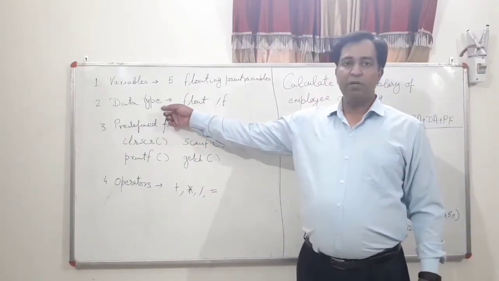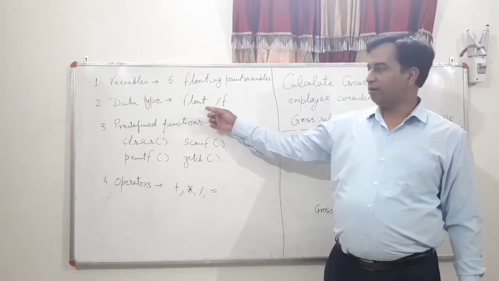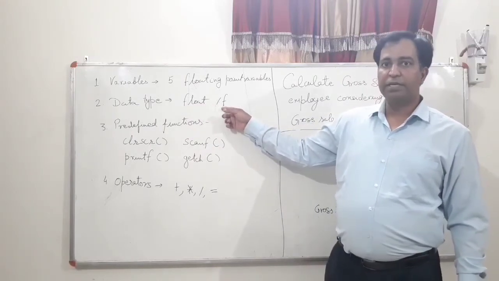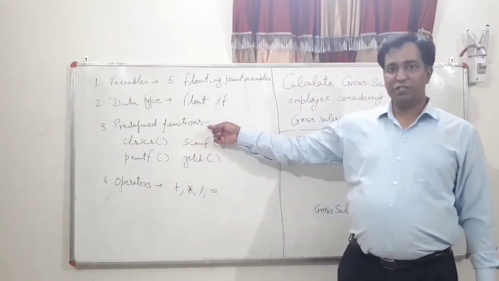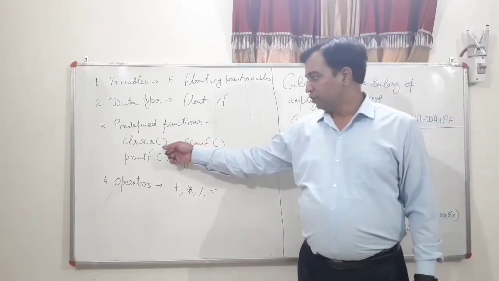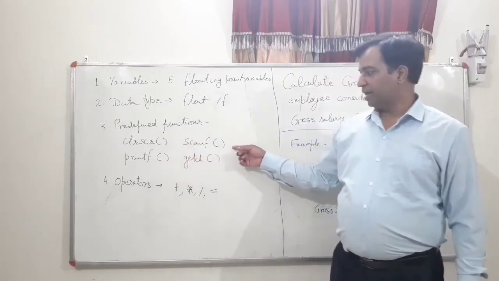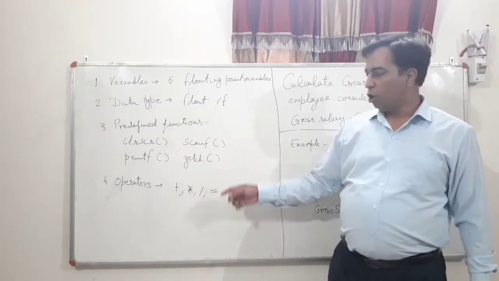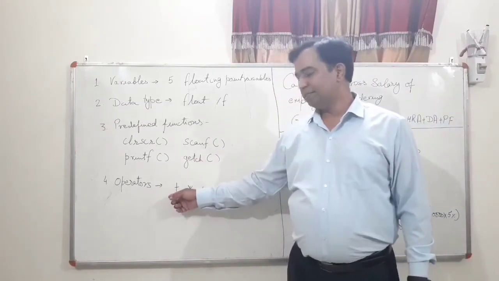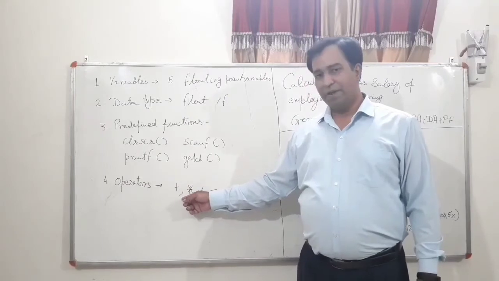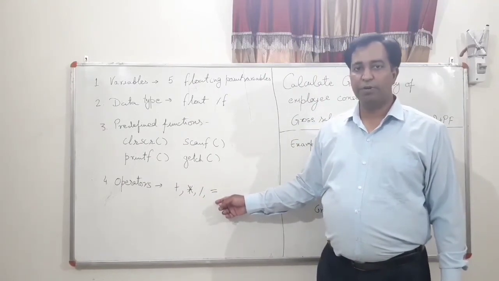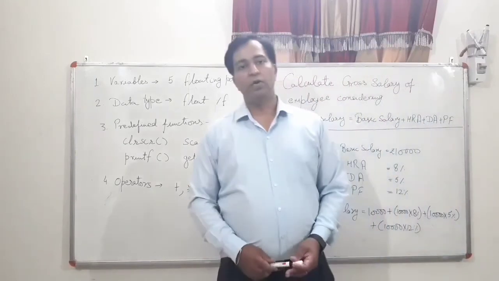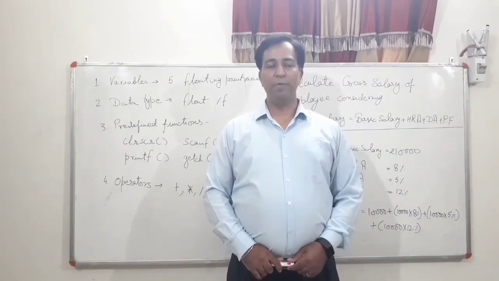What kind of data type will use? Float type of data type, and %f is the conversion string for floating point variable. Predefined functions that we'll be using: clear screen, printf, scanf and getch. Operators that will be used is plus, multiply, division and assignment operator. Right, now let's see how can we make this program on a compiler.